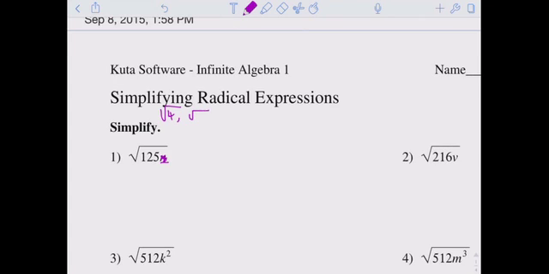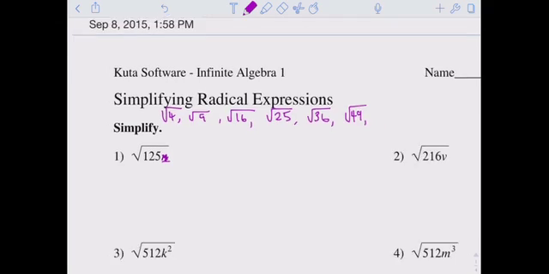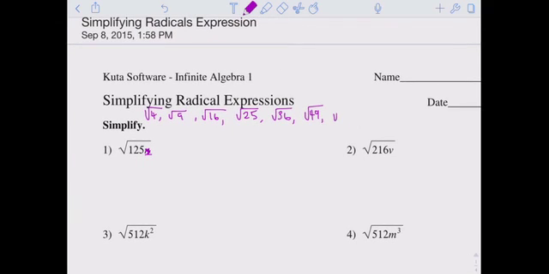4, 9, 16, 25, 36, 49, 7 squared, that's 64, 81, and 100. Those are the ones you should know automatically.